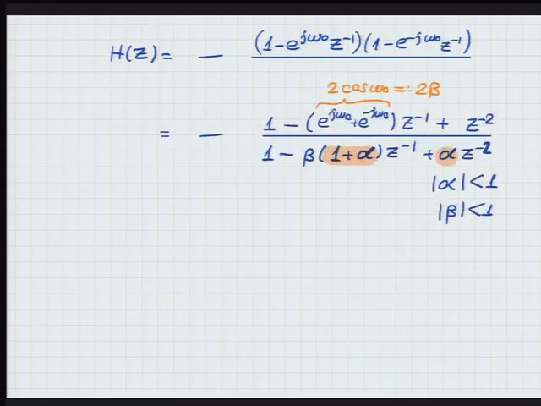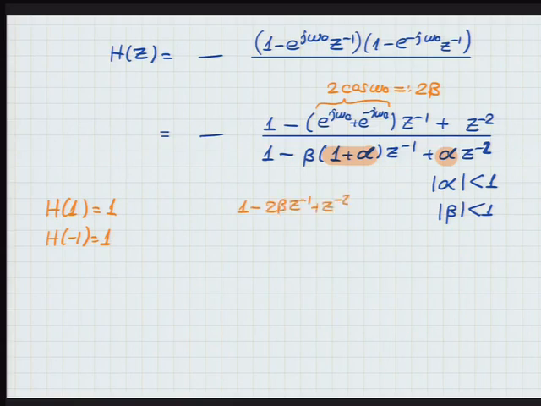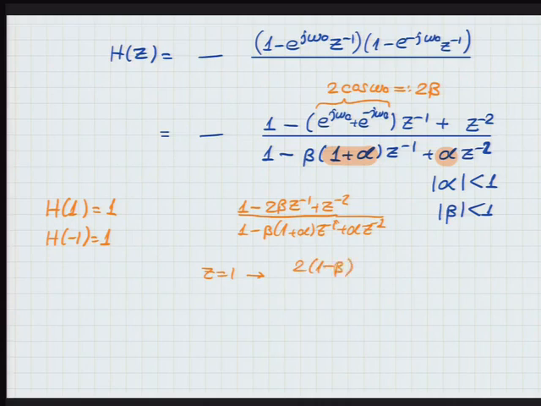Okay, so we still haven't answered the question, but we have two constraints. H of 1 must be equal to 1, and H of negative 1 must also be equal to 1. And to remind you, what's in the numerator is 1 minus 2 beta z inverse plus z to negative 2, and in the denominator 1 minus beta, 1 plus alpha, z inverse, plus alpha z to negative 2. So if I put z equal to 1, what happens? This will be 2, 1 minus beta in the numerator, right? And what else? 1 minus beta, 1 plus alpha, plus alpha. Is that correct?